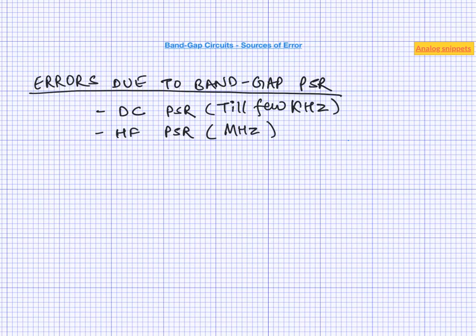DC PSR is primarily defined by the amplifier gain, and in a typical design it's easy to get PSR better than 50 to 60 dB. If even higher DC PSR is required, then higher gain in the amplifier is needed. Getting a good high frequency PSR is a more difficult problem. One common way to achieve good high frequency PSR is to put a large cap on the bandgap output. I have seen designs where bandgaps have even off-chip capacitors of a few microfarad.